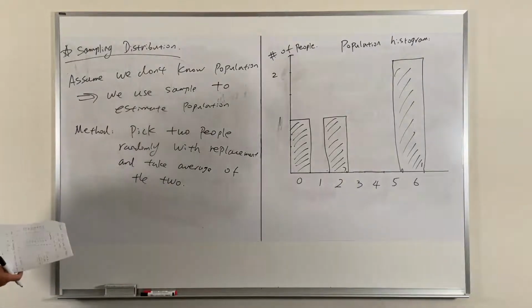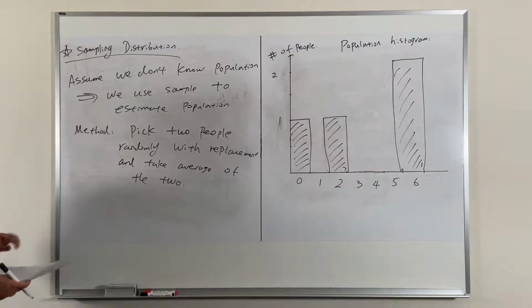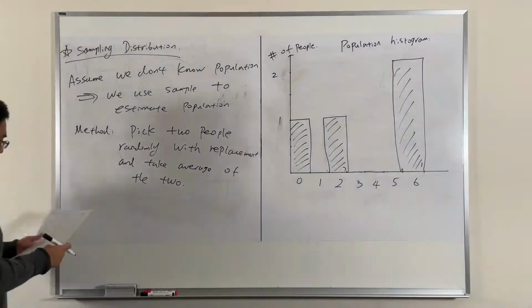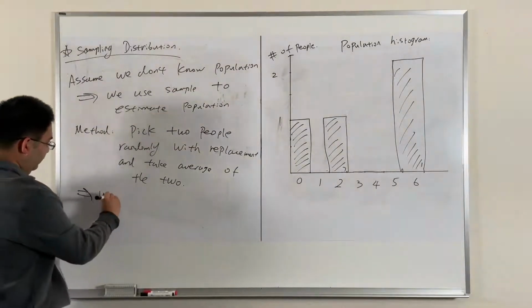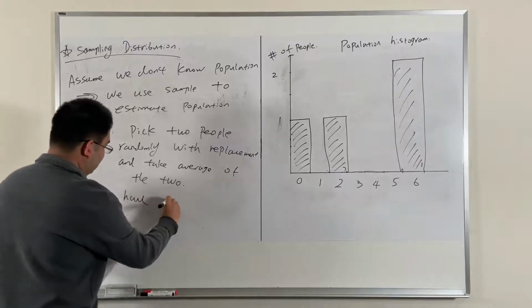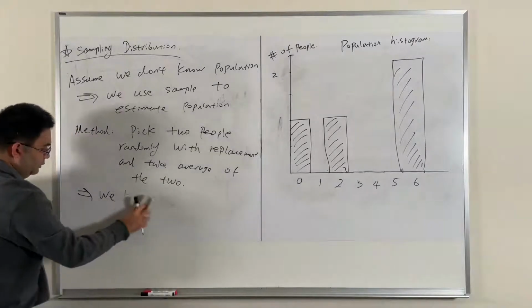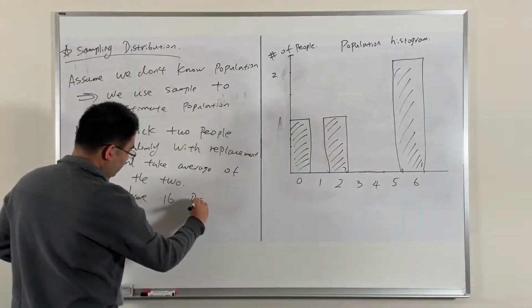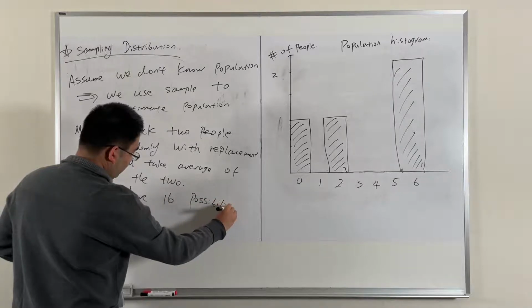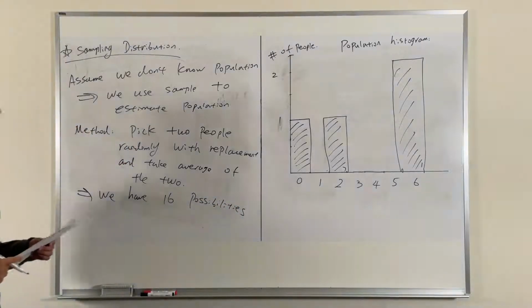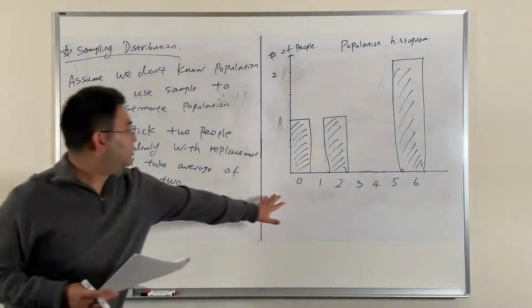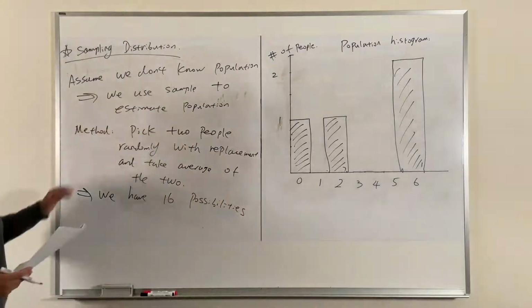Before we go into that, we want to ask the question: how many possibilities, how many combinations can we get? Here we have 16 possibilities. Let me explain why. We're picking 2 people here. I want to keep this graph here, so let me erase this side.